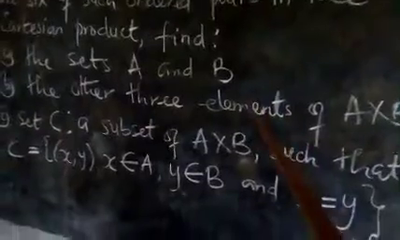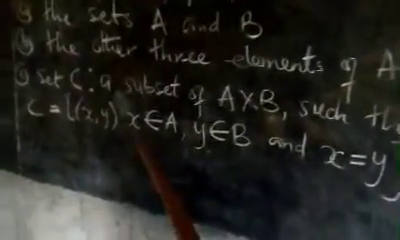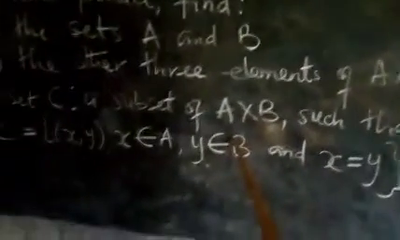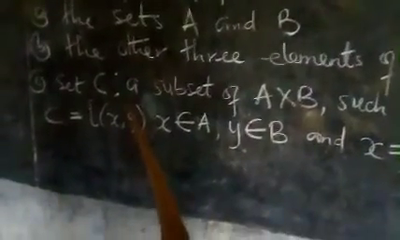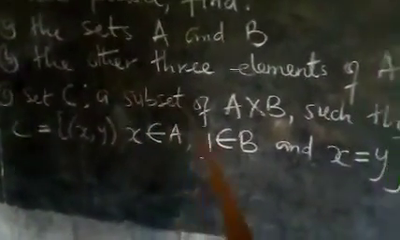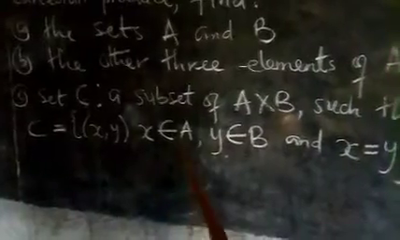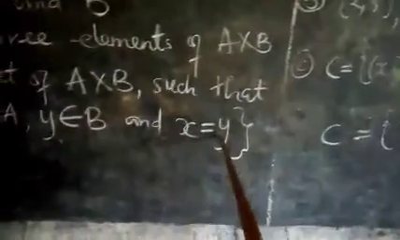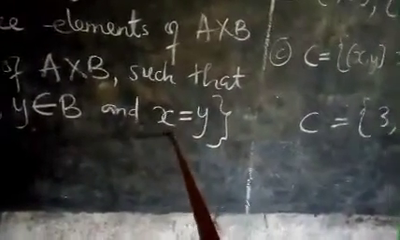So that is what question B is asking us to do, by finding the other 3 elements of A and B. Now the last question, which is C, is just voluminous, but it is simple. You just need to read and understand the concept of the question. The question says we should find set C, a subset of A and B, such that C is equal to (x, y), where x is an element of A, y is an element of B, and x is equal to y. This is the fact we need: x is equal to y.